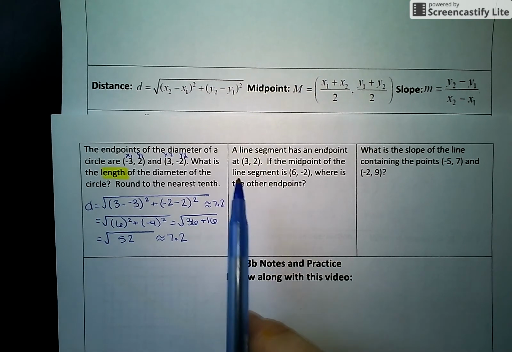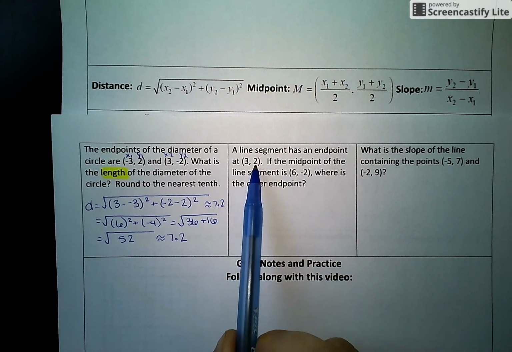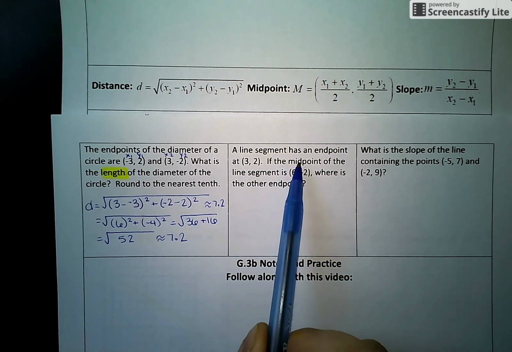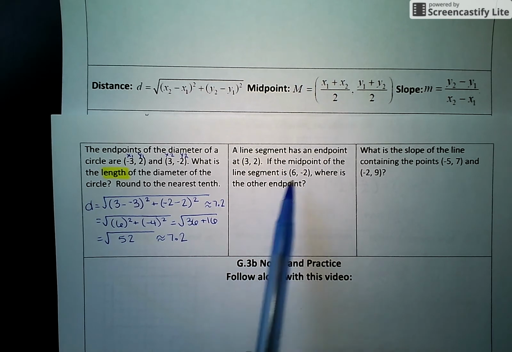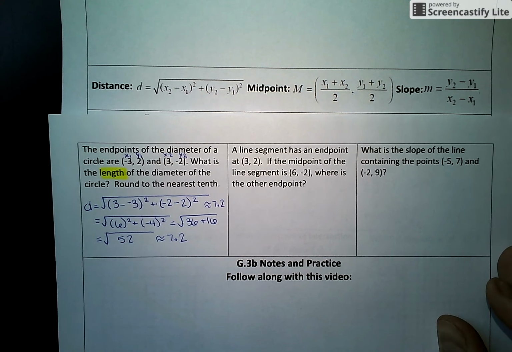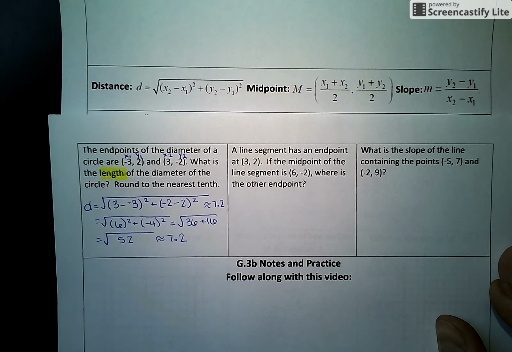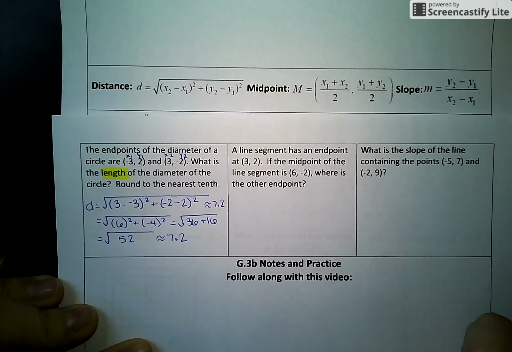On to the second question. A line segment has an endpoint at 3, 2. If the midpoint of the line segment is 6, -2, where is the other endpoint? There are multiple ways to do this problem. Here's my suggestion. I'm going to draw a very generic picture.